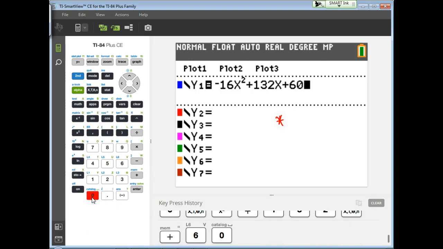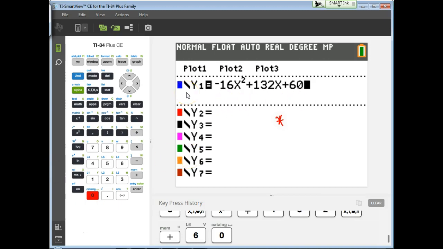Now, one thing to check, your plots that we had turned on when we did scatter plot, make sure they are turned off. So if any of those plots are highlighted and dark, you need to de-emphasize them by going up, hitting enter, and then coming back down. We got it? Okay. Make sure your function's typed in appropriately.